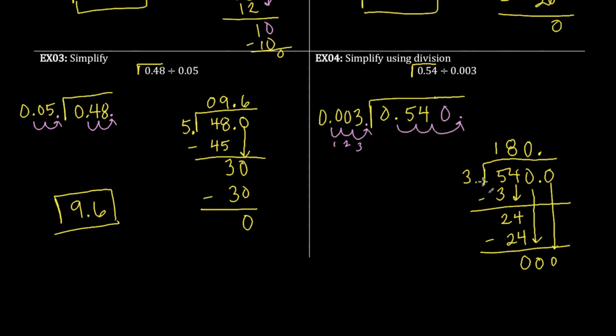We're done. So 3 went into 5 one time. We subtract, we get 2. We bring down the 4, we get 24. 3 goes into 24 8 times. And then we have nothing left over, so we just fill in the rest with zeros. So 0 and 54 hundredths divided by 3 thousandths is 180.